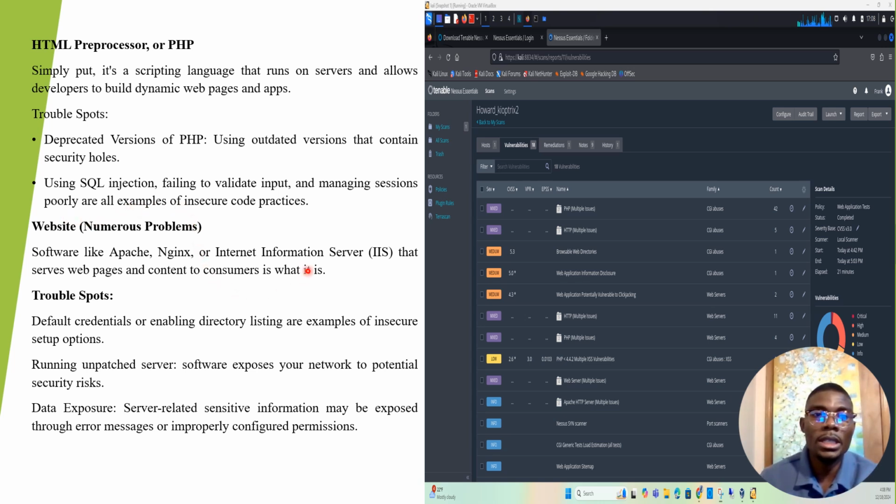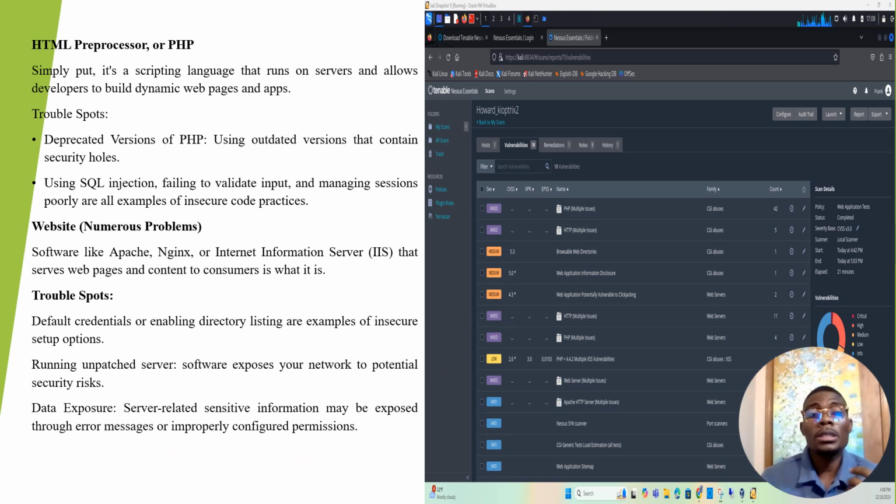Again, we all know what SQL injection is. And then we did discover website issues too, right? Software like Apache and Internet Information Server had issues too. So what was the problem that was discovered? Default credentials and enabled directory listings are examples of insecure setup options. What can all of these things cause? It exposes data, right? Sensitive information may be exposed through error messages and inappropriate configurations.